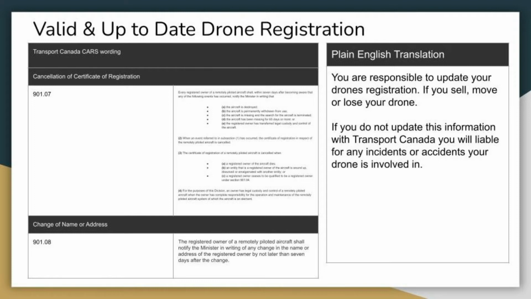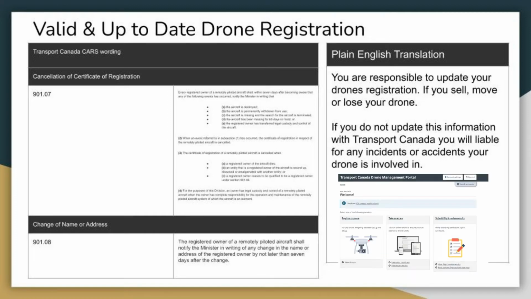Next up, we're covering valid and up-to-date drone registration. And as you can see, Transport Canada at the end of the day for 901.07 and 901.08. These cover cancellation of your certificate of registration as well as change of name or address. Okay? So, in short here, anytime that you cancel or you have a change of address, with the minister or Transport Canada, or going directly to the portal, what this directly means is you need to update that within 7 days.